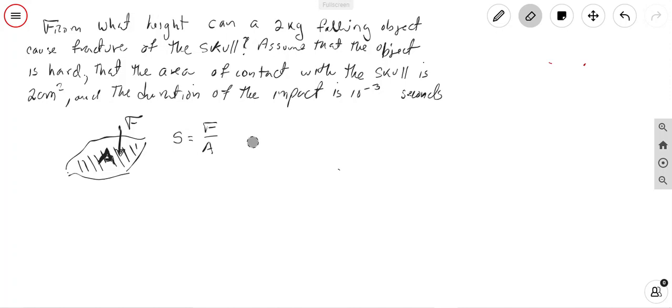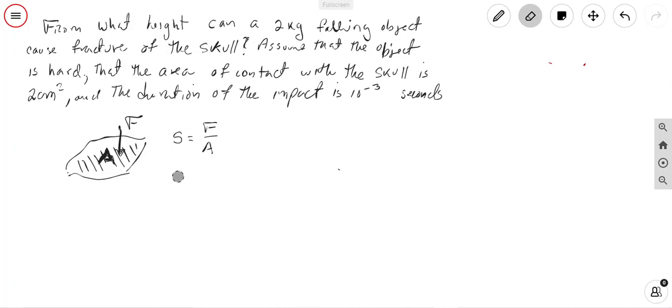They say, from what height can a 2 kilogram falling object cause the fracture of the skull? Assume that the object is hard, that the area of contact with the skull is just 2 centimeters squared, and the duration of the impact is 10 to the negative 3 seconds. So basically what we have to find is the minimum height that this falling object needs to cause the fracture of your skull.